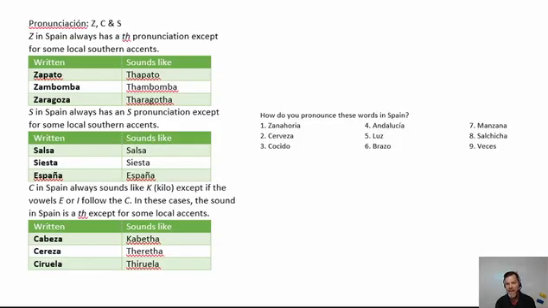Number 4. Andalucía. Number 5. Luz. Number 6. Brazo. Number 7, manzana. Number 8, salchicha. And number 9, veces.